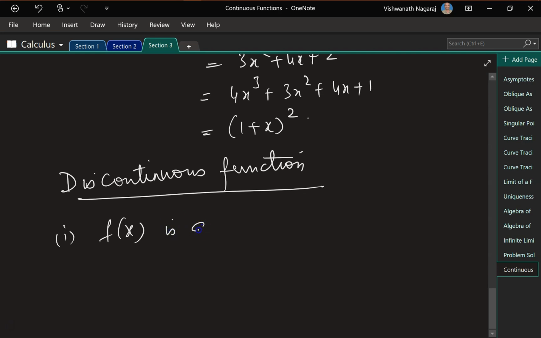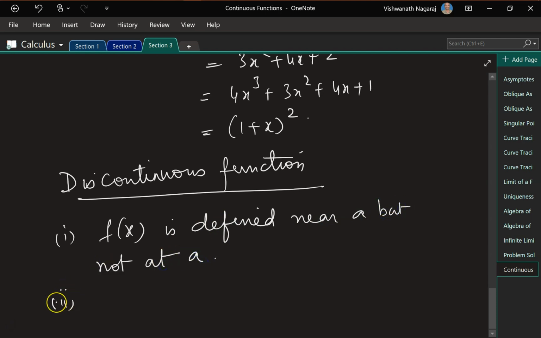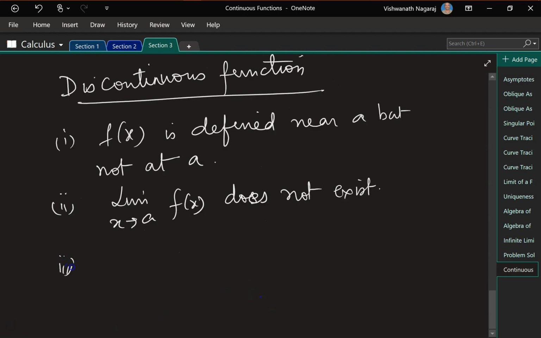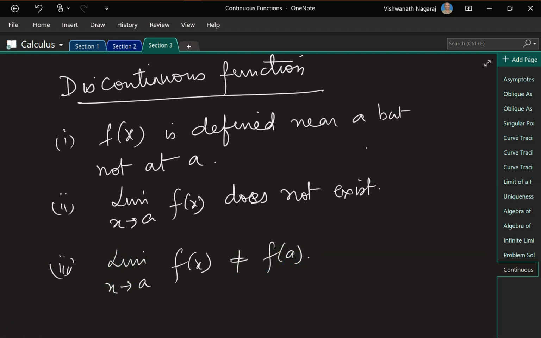f of x is defined near a, but not at a itself. Second is the limit as x approaches a of f of x does not exist. And finally, the limit exists but is not equal to f of a. So what does this mean?